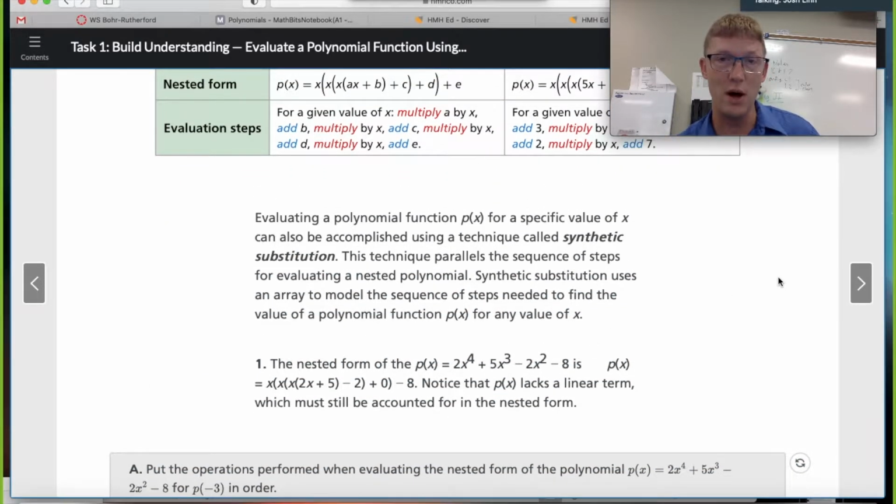So we're going to evaluate a polynomial, p of x, for a specific value of x, which can also be accomplished by using synthetic substitution. So again, it's going to look a lot like synthetic division. It's going to act like synthetic division, but we are going to be evaluating a function for a specific value of x. So let's check it out.